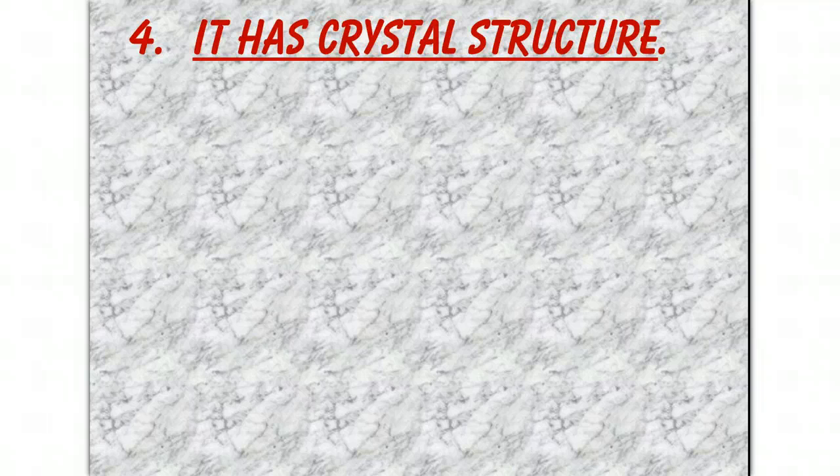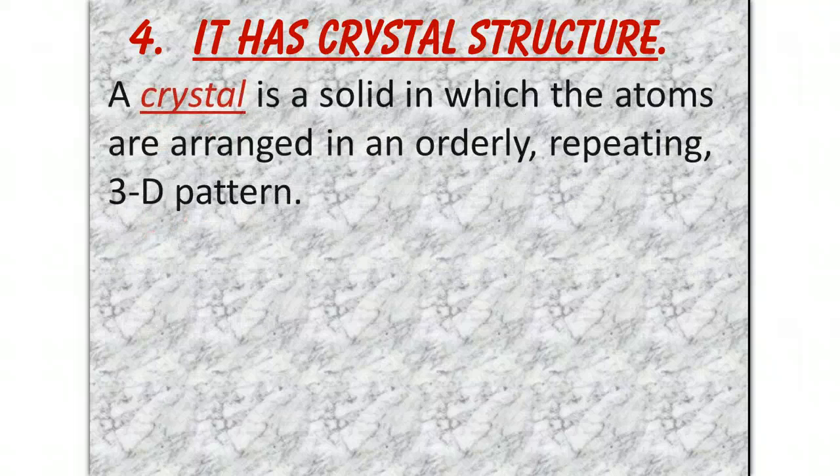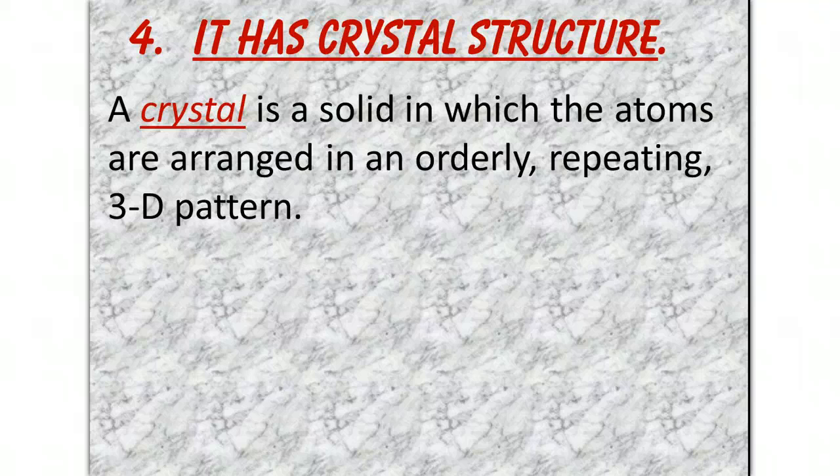The fourth characteristic that a mineral has to have is that it has a crystal structure. A crystal is a solid in which the atoms are arranged in an orderly, repeating 3D pattern. Make sure that you emphasize the word crystal because that is a vocabulary word. So here's an example of what is and is not a crystal.